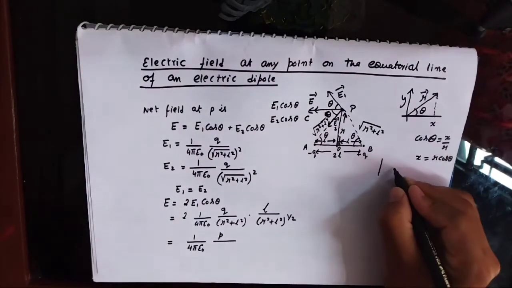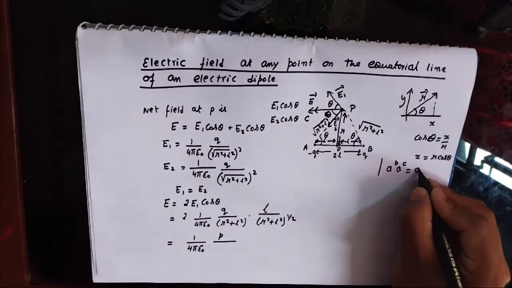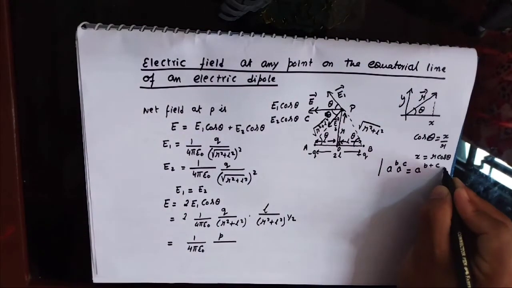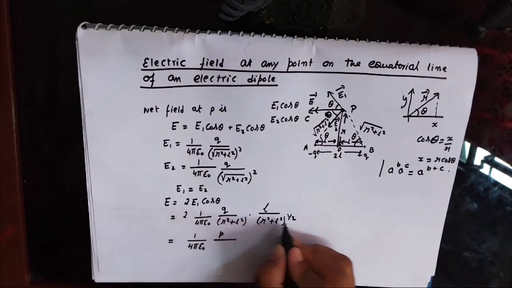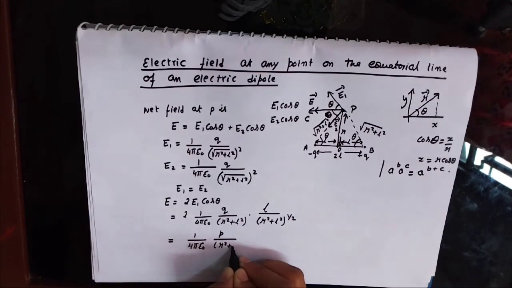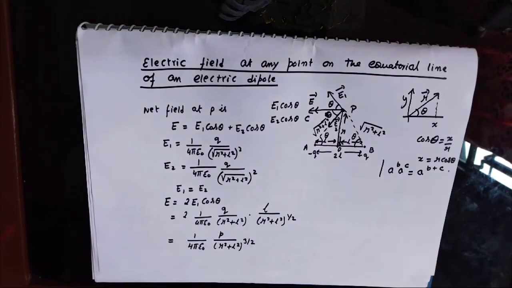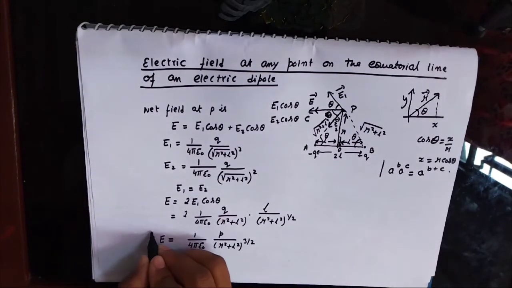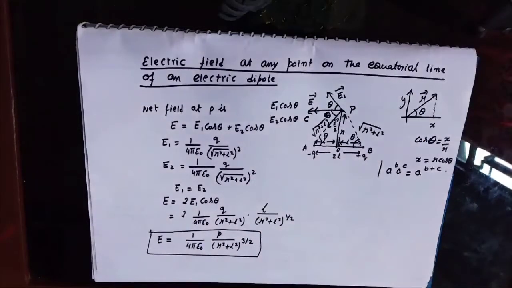Suppose you have two quantities of the same base, A to the power B and A to the power C. What should we do? A to the power B plus C. So the powers will add up. Here the power is 1, here the power is half. So we can write r square plus L square to the power 3 by 2. So this is the magnitude of the electric field at a point P on the equatorial line.